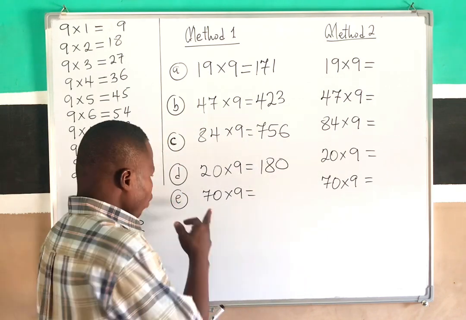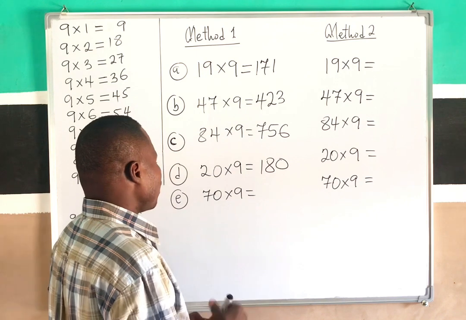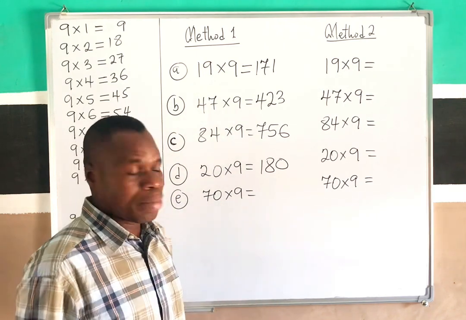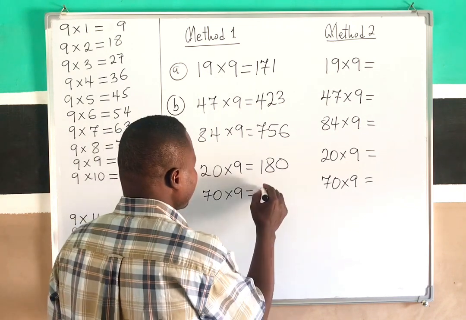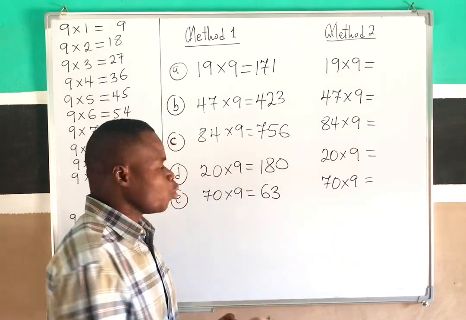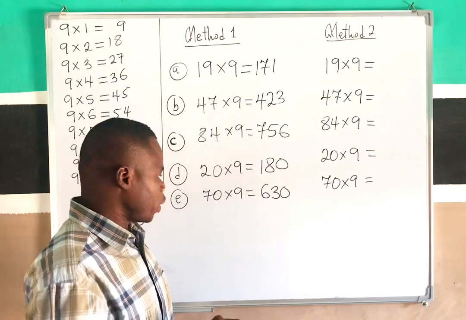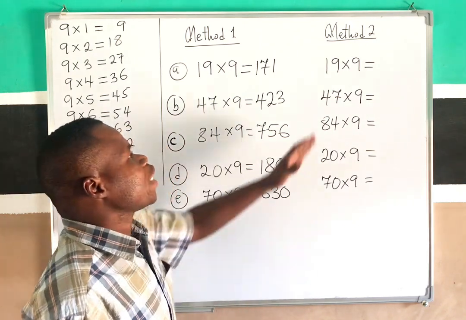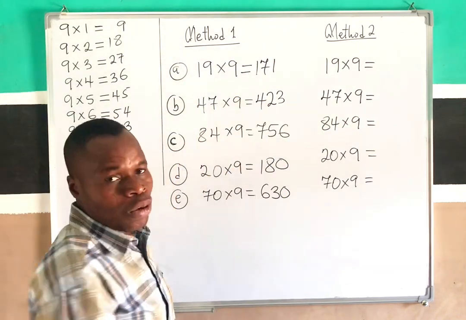Immediately you get that you have to add 0. 70 times 9. You see that the last digit is 0, so I'll subtract 7 from 70 because the first digit is 7. So 70 minus 7 is 63. And immediately you do that, attach 0 to it. Meaning 70 times 9 is 630. Now let's look at method 2. This is method 1, how you work it.